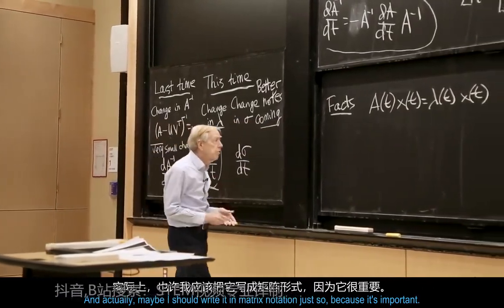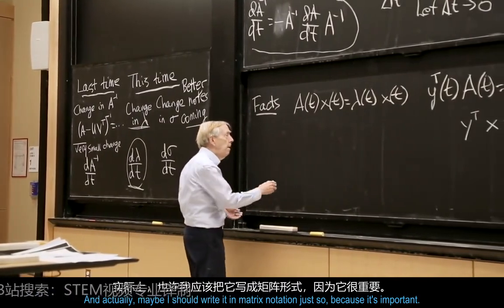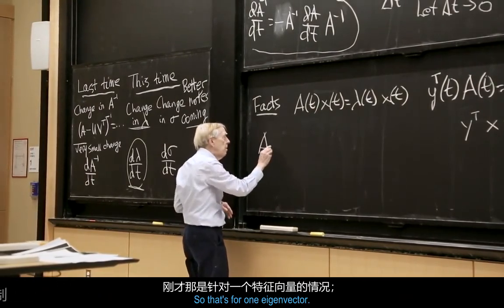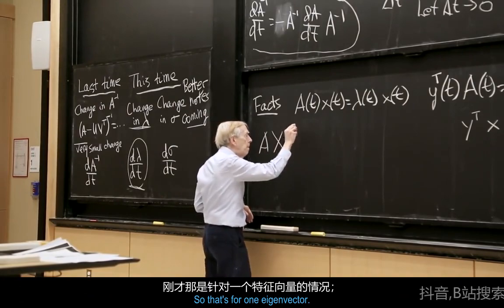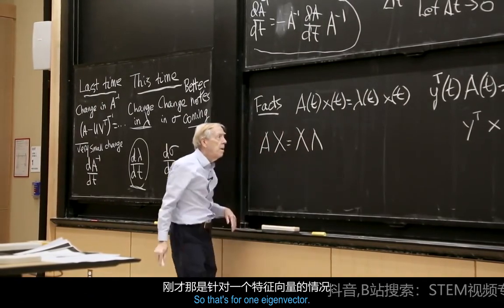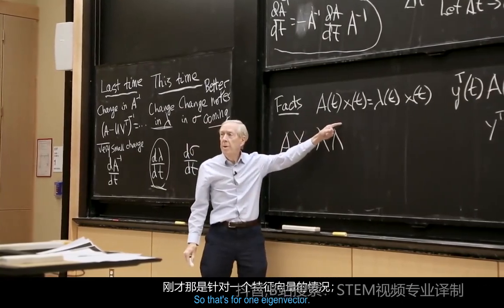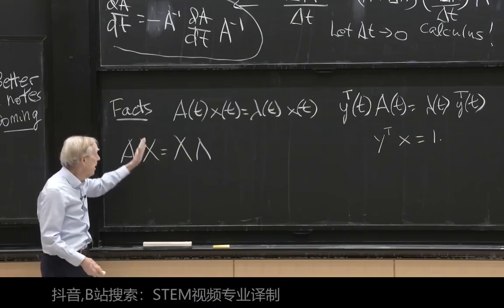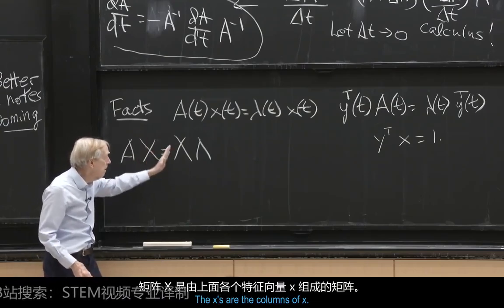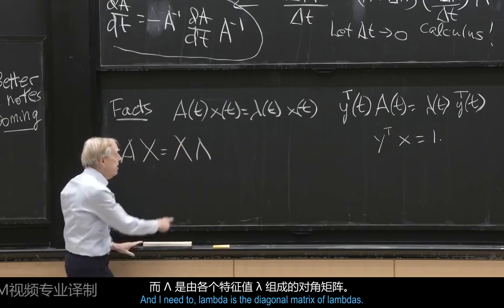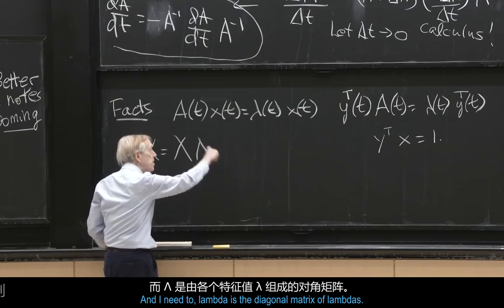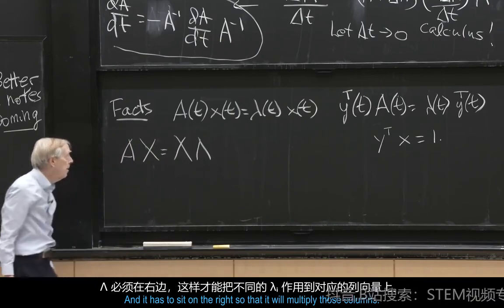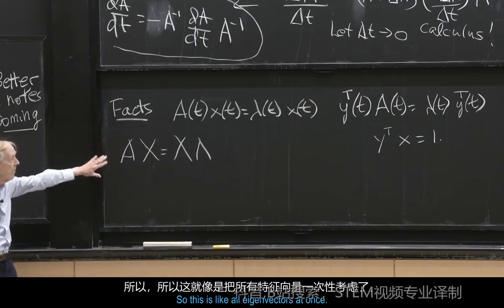And actually, maybe I should write it in matrix notation, because it's important. If that's for one eigenvector, this is for all of them at once. Everybody's with it? The x's are the columns of x. And lambda is the diagonal matrix of lambdas, and it has to sit on the right so that it will multiply those columns. So this is like all eigenvectors at once.